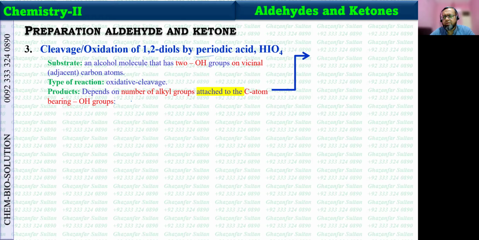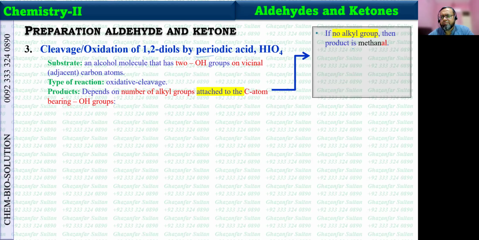See, if no alkyl group, then the product is methanal, means ethane-1,2-diol is converted into 2 moles of methanal. If one alkyl group is there, then one is an aldehyde, any other aldehyde, and the other one is methanal, or any other aldehyde. It could be any aldehyde. It depends on the position of the double bond in the alkene. If two alkyl groups are there, then the product is ketone.